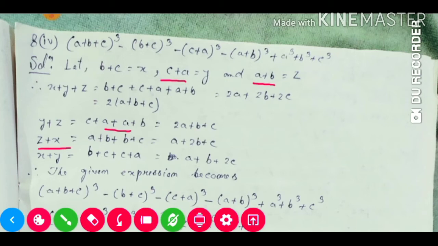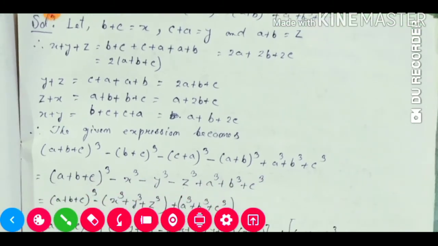Similarly z plus x, so z value plus our x value. We'll add here a one time, b two times, so 2b, and c one time. Similarly x plus y, x value and y value. We'll add here a one time, b one time and c two times. Now the given expression, what about the expression given in our question, what will it be? See, a plus b plus c, this one we don't know, so same to same will remain.